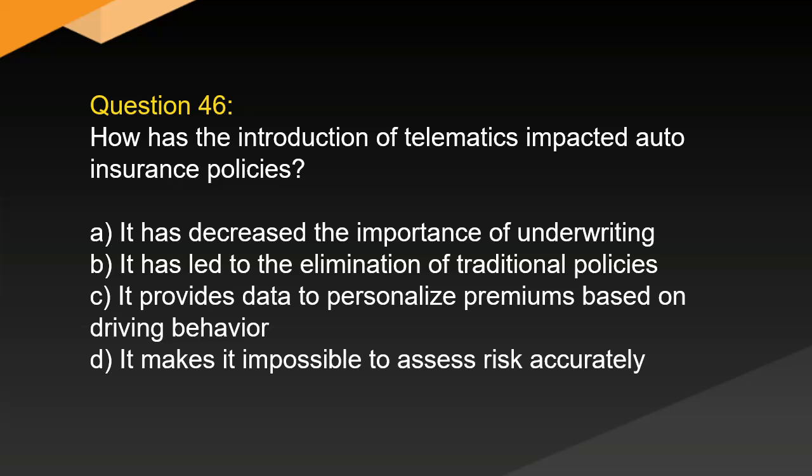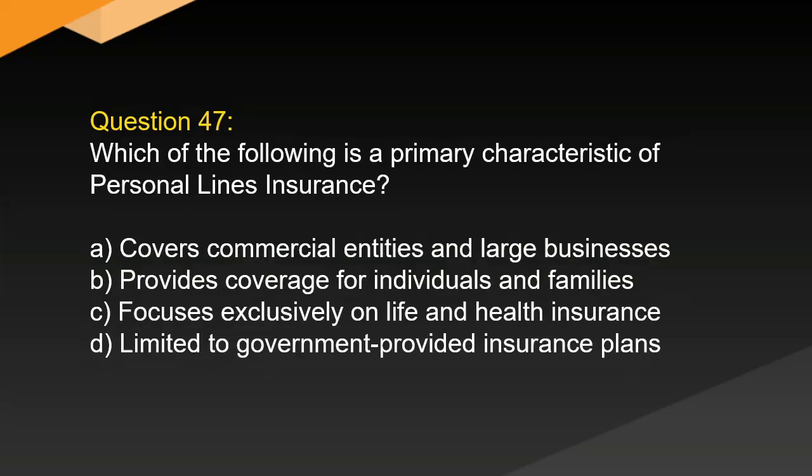Question 46. How has the introduction of telematics impacted auto insurance policies? A. It has decreased the importance of underwriting. B. It has led to the elimination of traditional policies. C. It provides data to personalize premiums based on driving behavior. D. It makes it impossible to assess risk accurately.